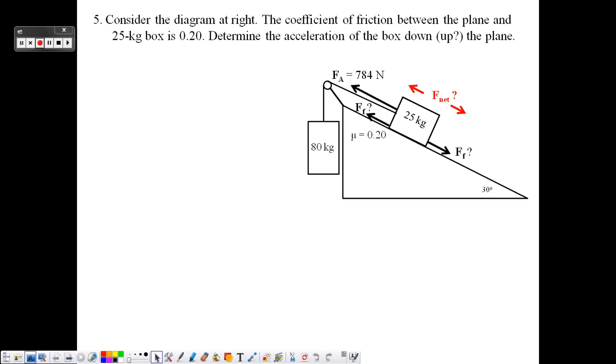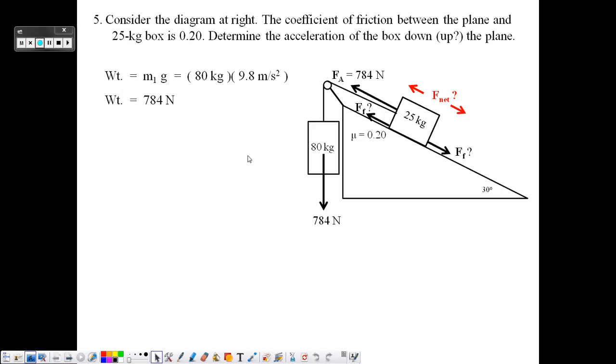Okay, lastly, we have this interesting example. We want to determine the acceleration of the box on the plane. Now, we're not sure quite whether it goes down or up yet. We have to figure out some things. If it moves, it's because of the weight of this 80 kilogram box, which turns out to be 784 newtons. And that is transmitted by the string to this box. So there's a 784 newton force pulling that box up the plane.